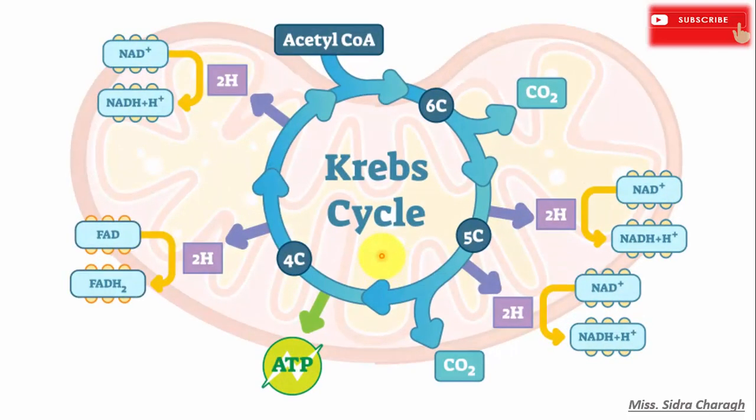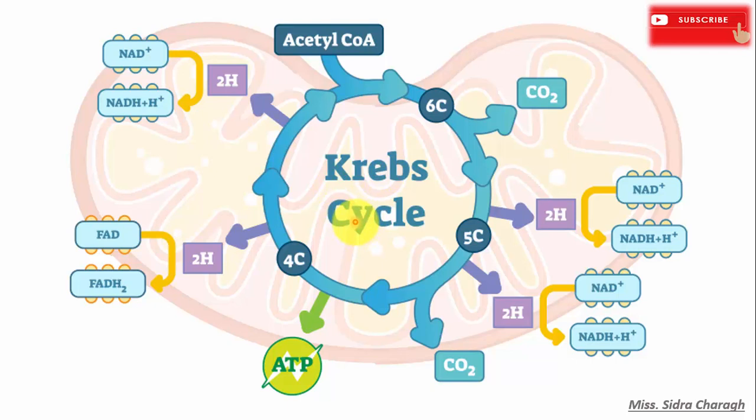Now we will talk about the Krebs cycle. The Krebs cycle is also known as the tricarboxylic acid cycle. In a prokaryotic cell, the citric acid cycle occurs in the cytoplasm, whereas in a eukaryotic cell, the citric acid cycle takes place in the matrix of the mitochondria.